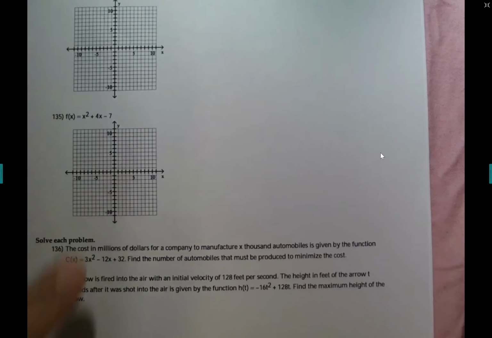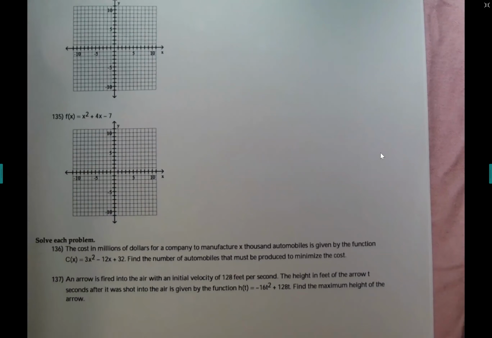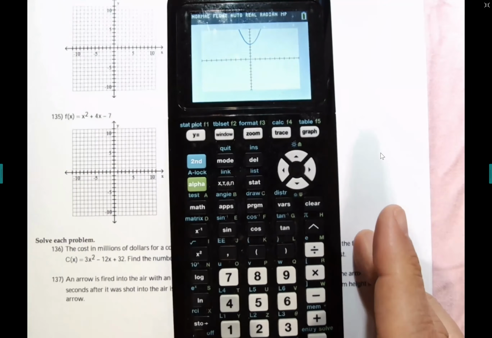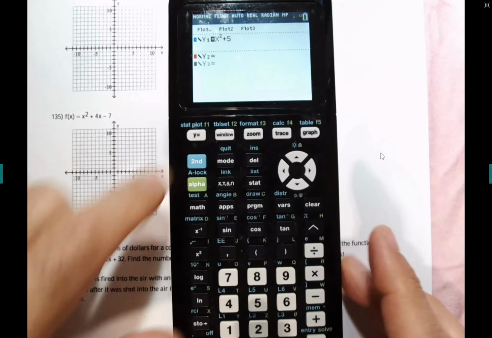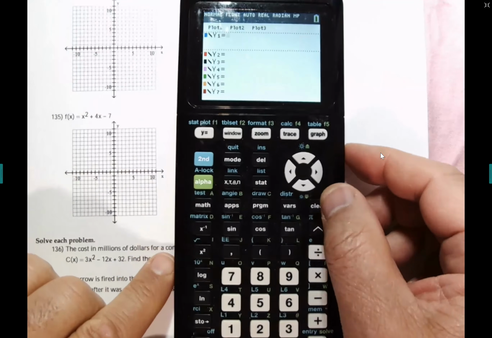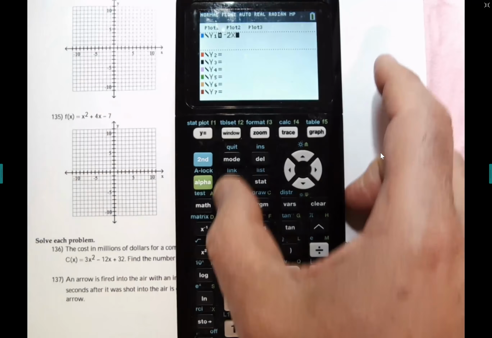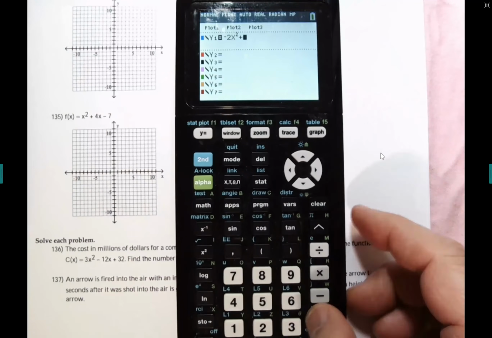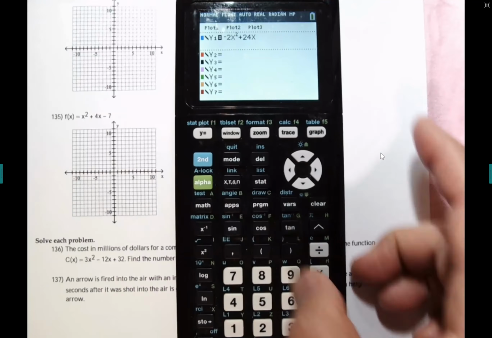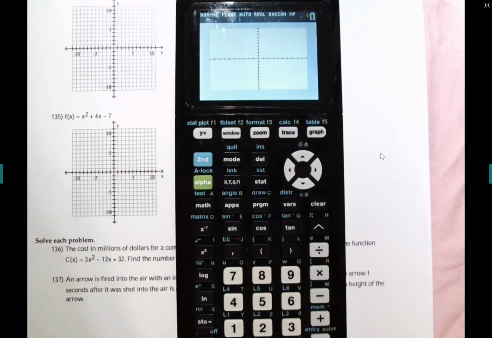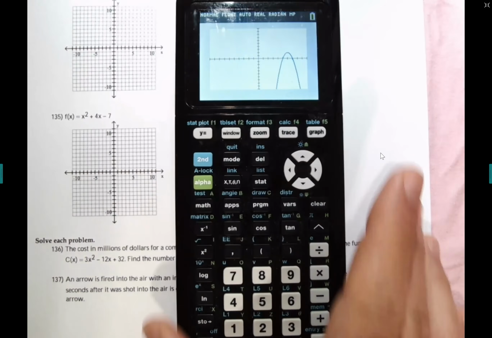Find the vertex of the graph of the quadratic equation. Find any intercepts and graph the function. Let me show you on the calculator how we can do that quickly. I'll show you how to find the vertex on the calculator. So negative x squared plus 24x minus 70, I'm just going to plug it in first. Okay, you can see the graph.